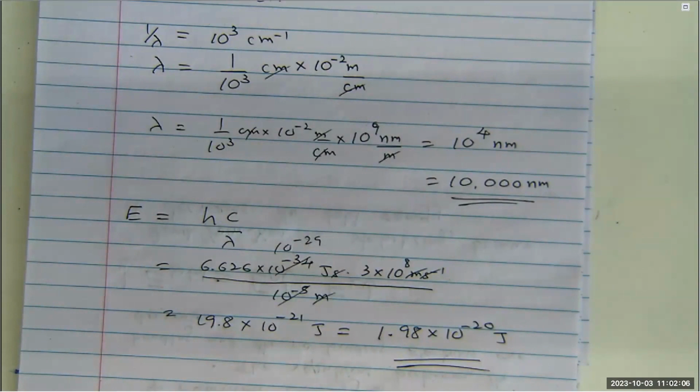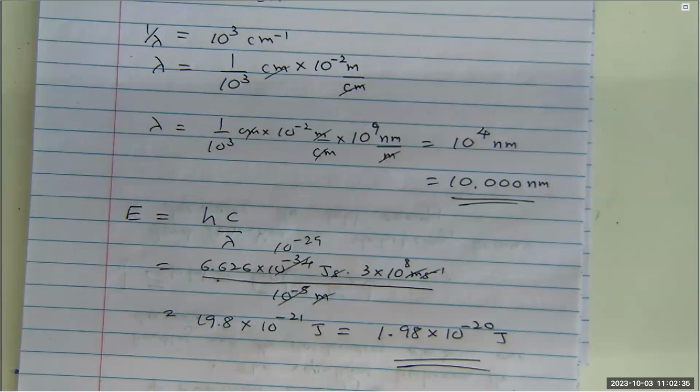But I'm asking you to calculate the kilojoules per mole as well. This is basically converting the units to kilojoules per mole. That's the only thing you have to do there. It means multiplying the energy of one photon by the number of photons in 1 mole. In 1 mole of photons, we have 6.022 times 10 to the power of 23 photons.